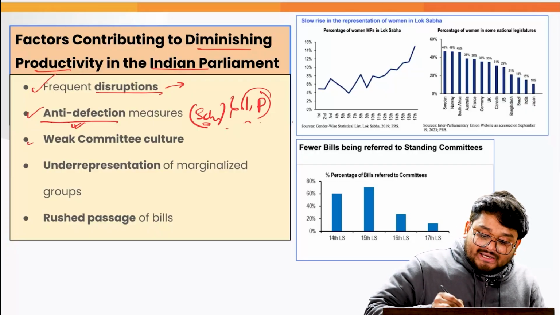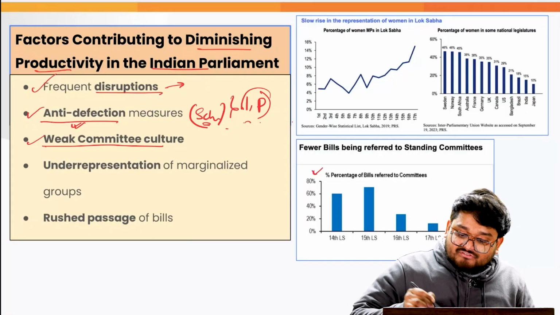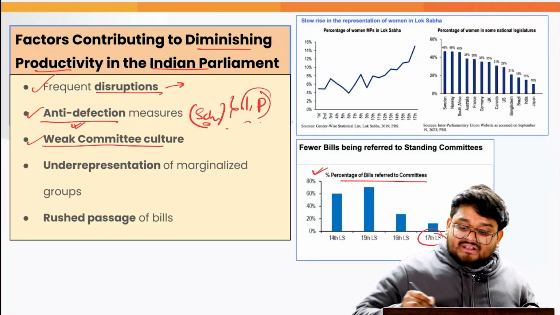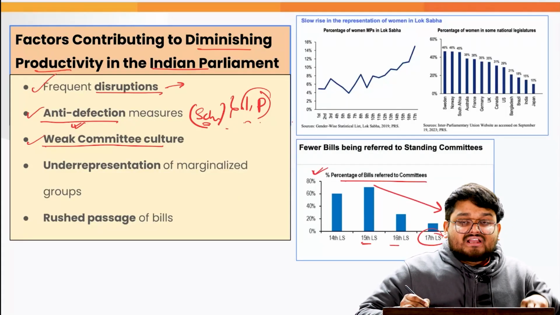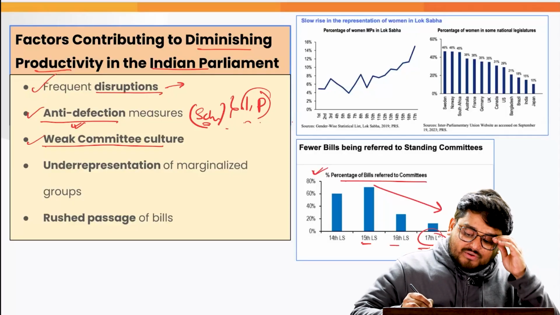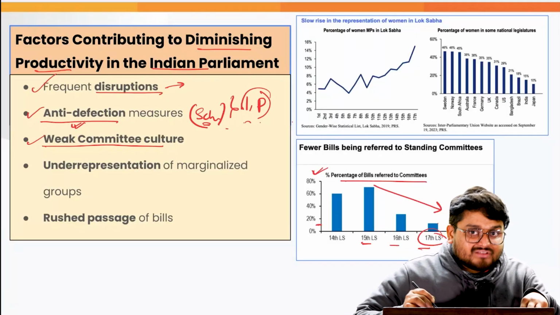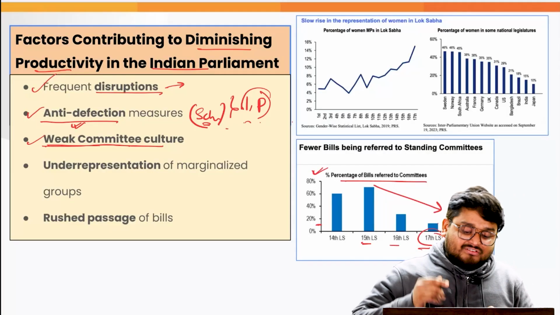Next, weak committee culture. We can also understand that the percentage of bills referred to the committees, as of the last Lok Sabha, has been going down from the 15th to the 16th to the 17th. It is on a declining trajectory. This data is very important. As of now, as we can see, roughly around 15 to 20% of bills are only referred to the committees for greater deliberation, which is a cause of concern.